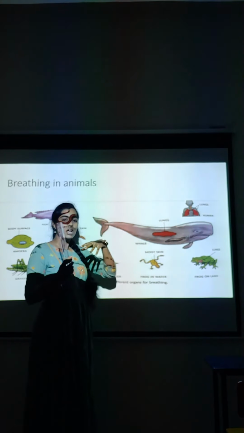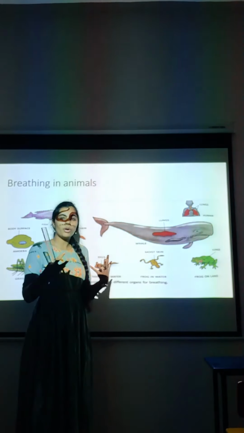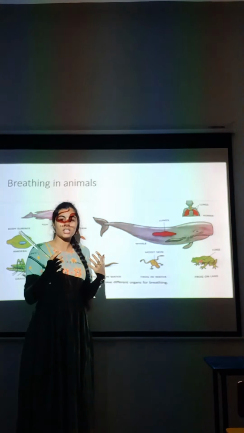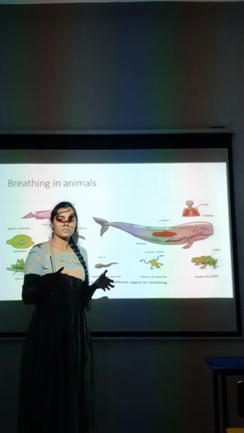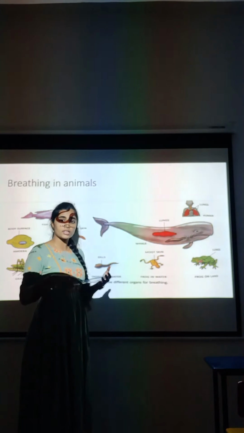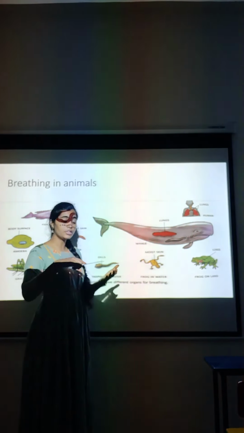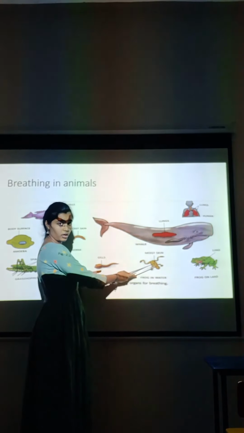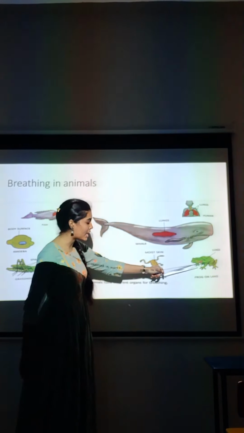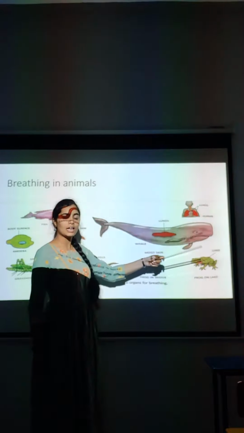Like if this is the frog, it is a very awkward image, right? It is not so good looking. So when it takes oxygen, it takes it through the back side of its body, the lower surface of the body. And when it is on the land, it takes the help of lungs.